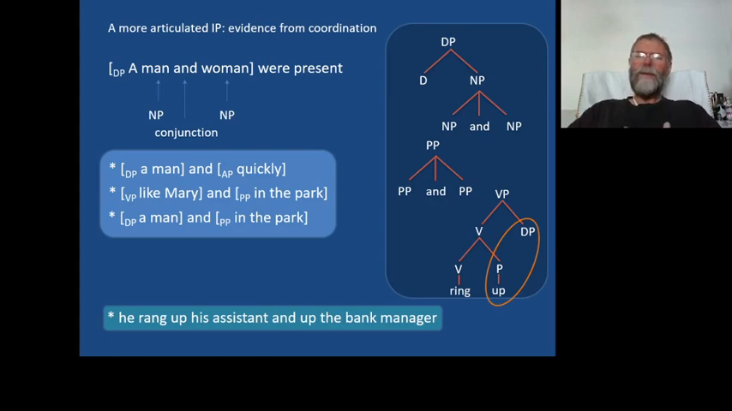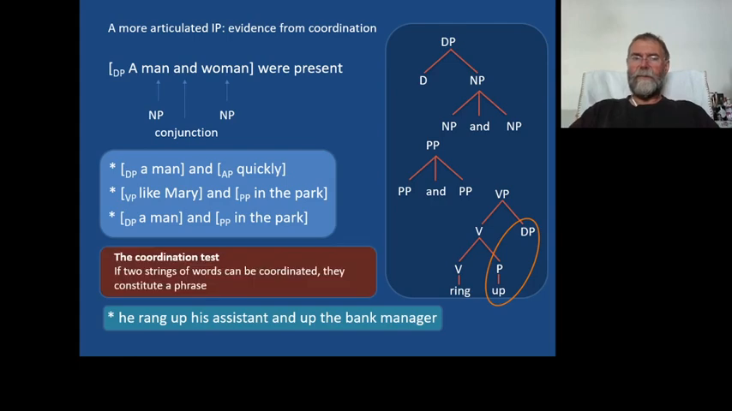Now, we can use that observation just like we used observations last week about the distribution and the replacement possibilities to produce tests for the structure of a sentence. There was the distribution test and the replacement test.